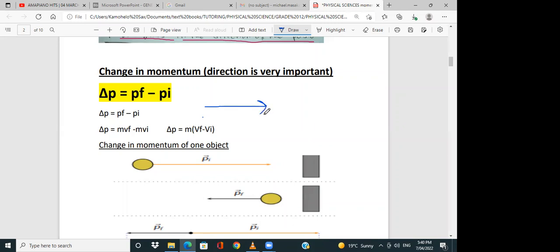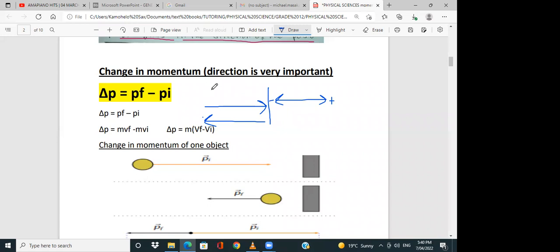And then it changes direction because of an obstruction in its way. Now, as you can see, if an object is moving and changing direction, we're going to have two different directions. We can choose this direction as positive, and then we can choose this one as negative, right?